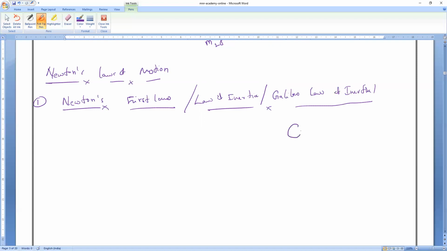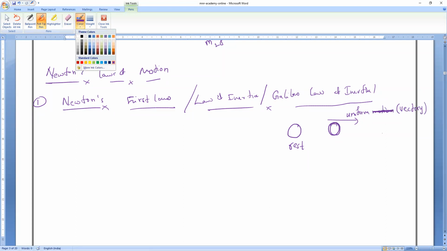one object is stationary, which is an object at rest. Another object is in uniform motion along its path, with uniform velocity actually. It is moving with the uniform velocity. It's not uniform motion. What actually is it, everybody? Uniform velocity.